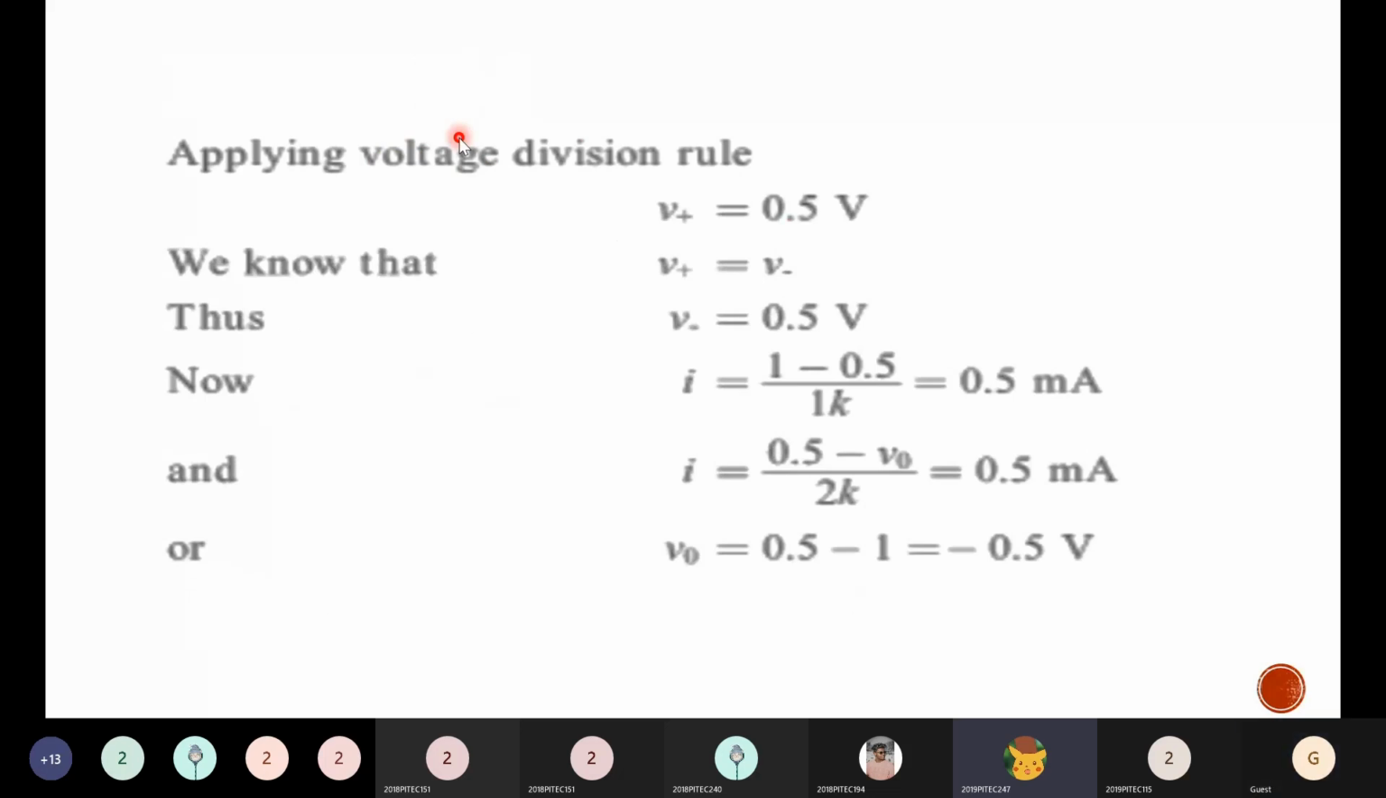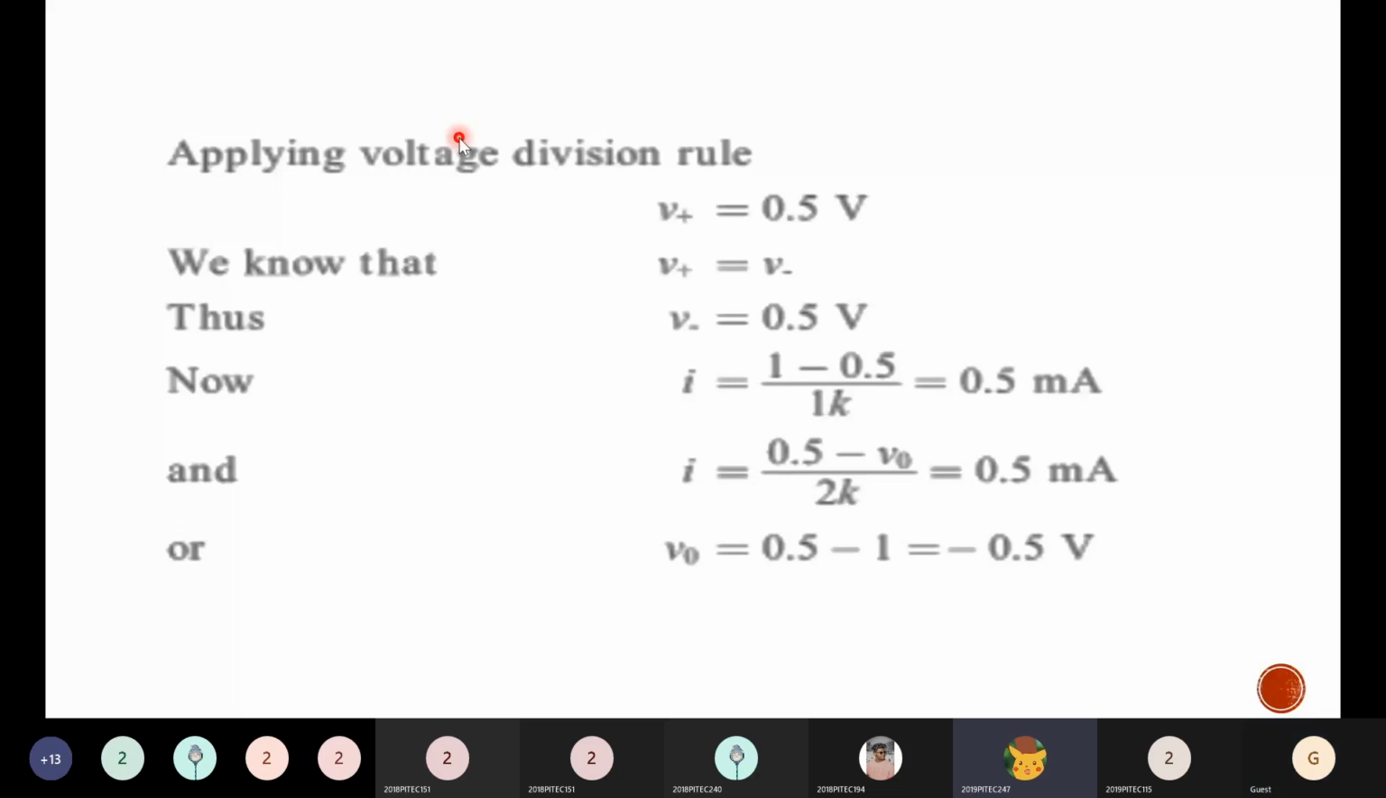Okay. Answer is minus 0.5 volt. Answer is minus 0.5. Getting it? So here one of the methods is shown. You need not solve the problem in the same way as it is shown here. That's what I said. You have different ways of solving a single problem. You can use any method.